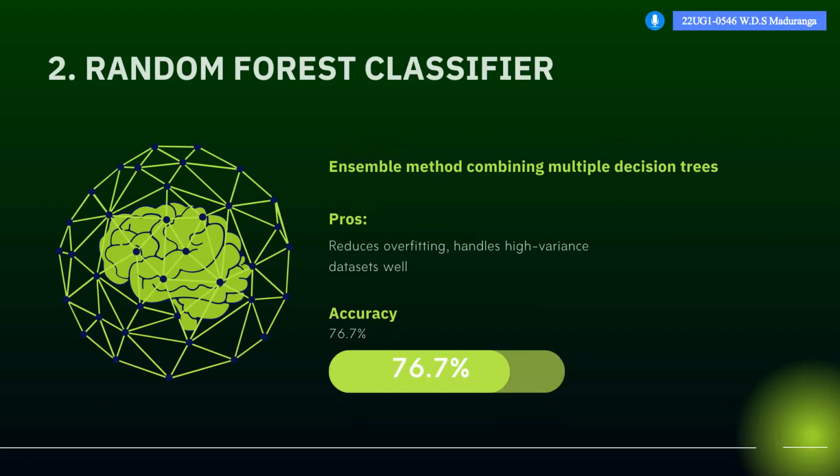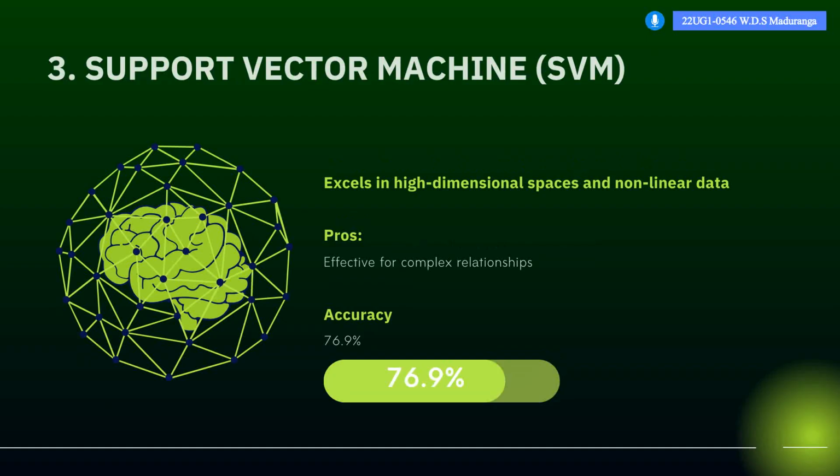Next, we implemented the random forest classifier, an ensemble method that combines multiple decision trees to improve accuracy. It effectively reduces overfitting and works well with high variance datasets, resulting in an accuracy of 76.7%.